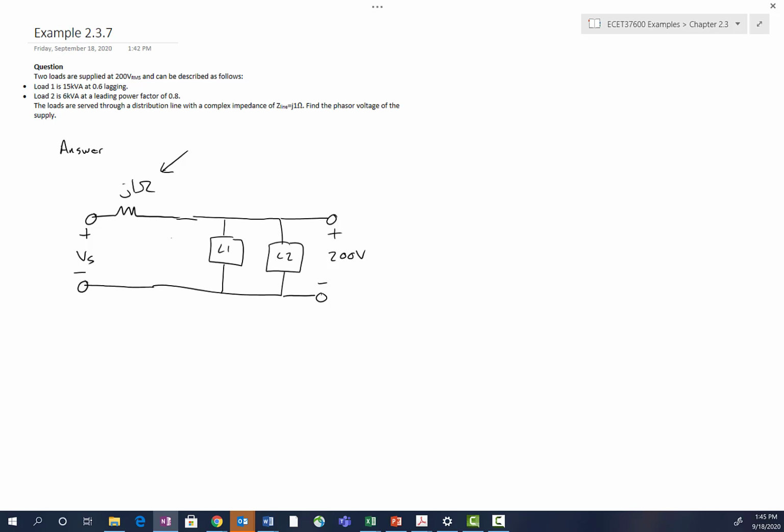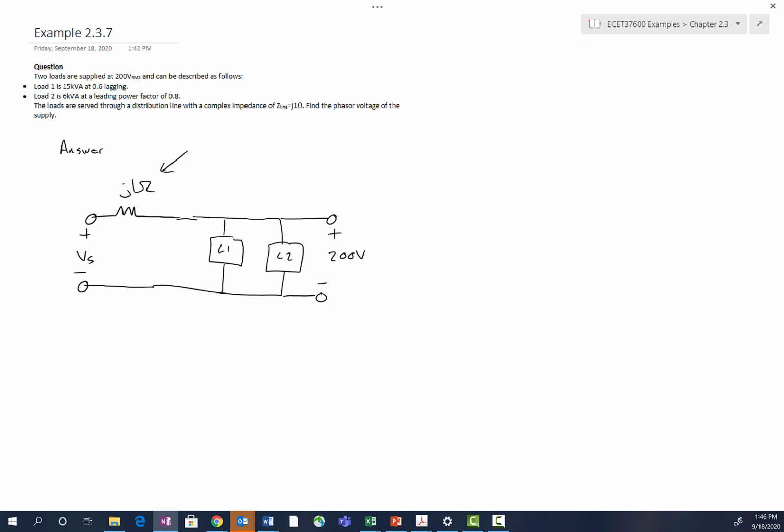A little note: impedance line models for very short lines are usually a series resistor and inductor. If they're really short, the resistance becomes almost negligible. So what this is indicating is that this is an extremely short distribution feeder. I know that because it's only got a reactance associated with it. So we draw that little system model, and we need to solve the solution.